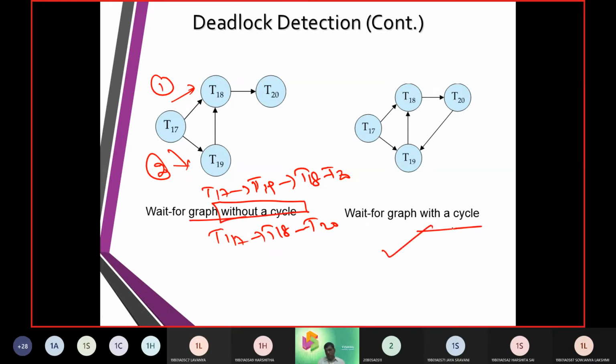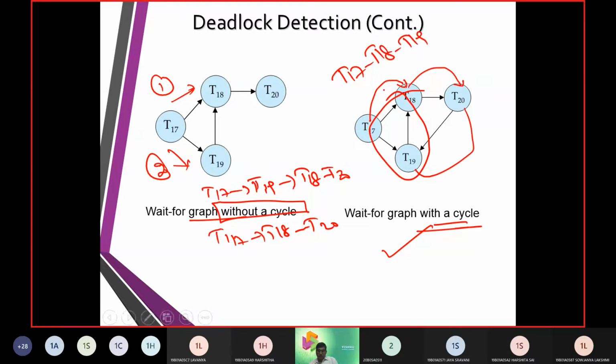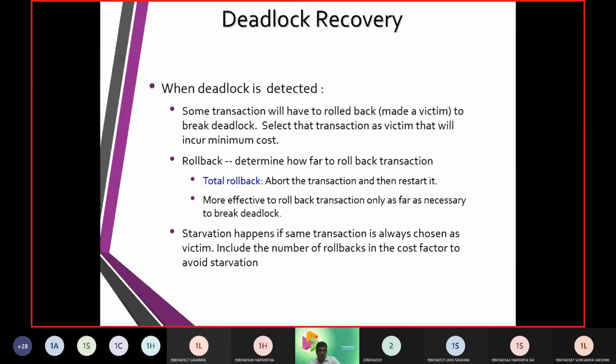But what happens if we do it with a cycle? With a cycle, if we look into this content, then we can say it is from T17 to T18 and T18 to T20, T20 to T19. We get this, and the cycle is going to form at this point of time. Similarly, you can see T17, T18, T19. A cycle is going to form. So that is where the wait-for graph looks into the scenario.